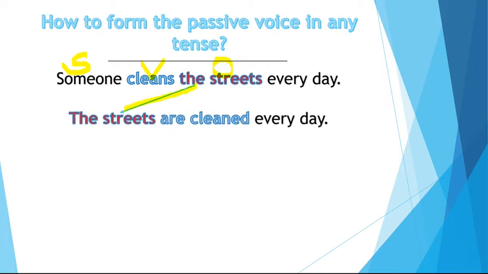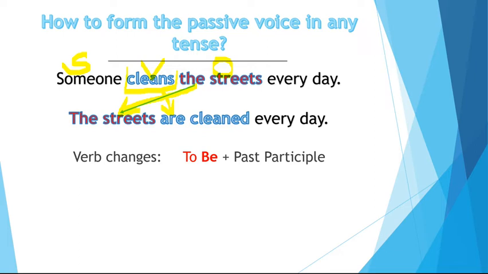So we're changing the position of the object to be in the subject position, so it's the new subject. So the streets comes at the beginning of the sentence. Then are is added. Why do you think that are is added to the verb? Because the verb is originally in the present, so we added are, cleaned, the past participle, and so on, the complement of the sentence.